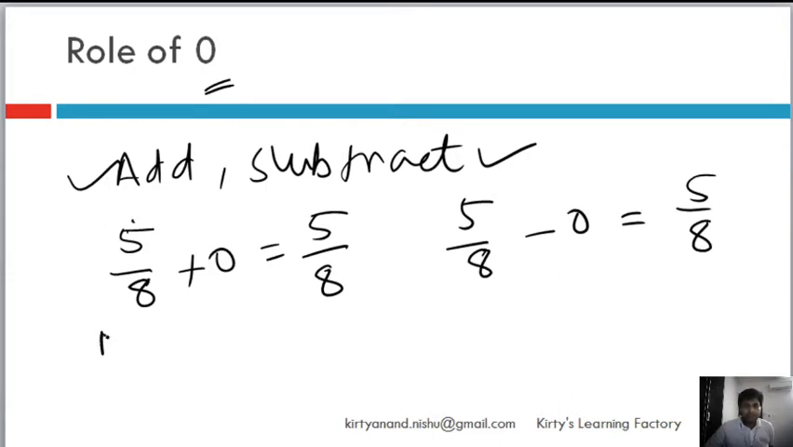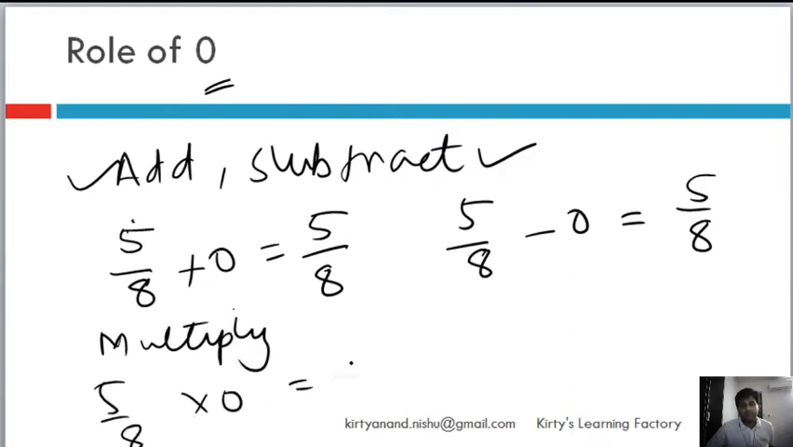But if I multiply a number by 0, it becomes 0. Okay, and if I divide a number by 0, this value is not defined.